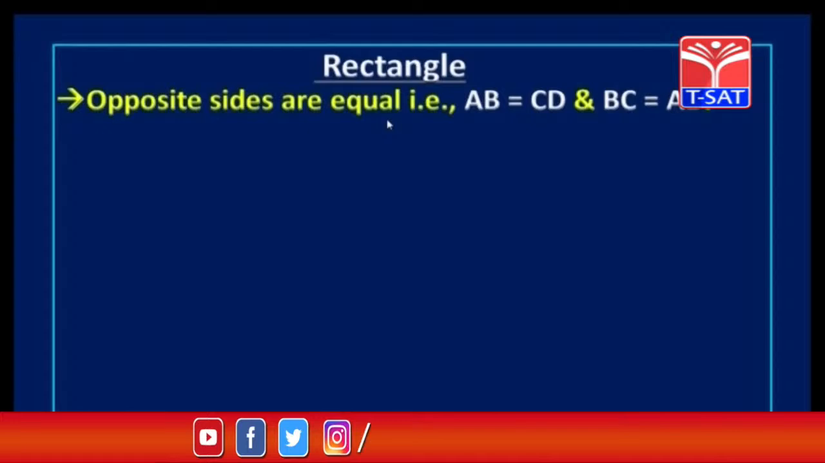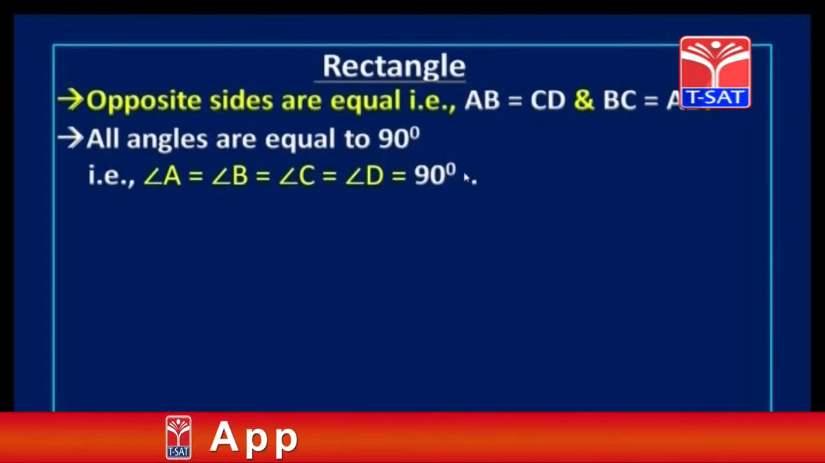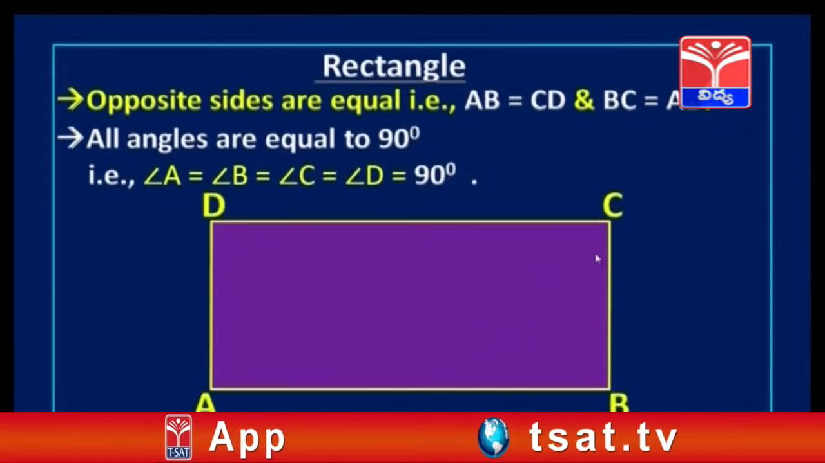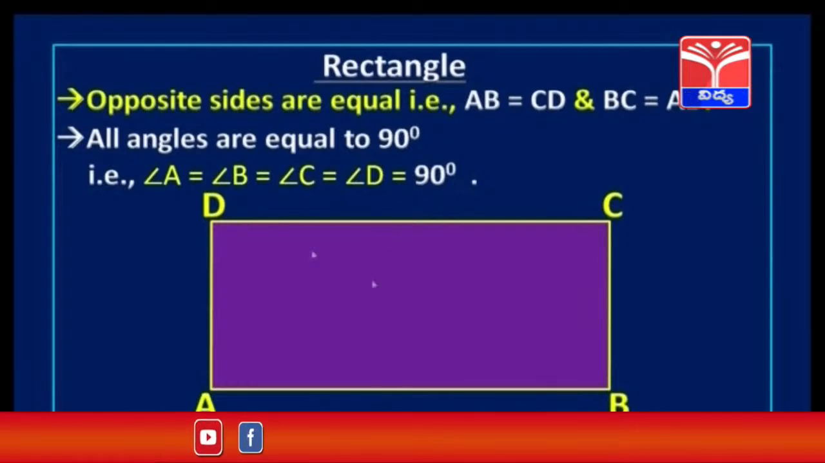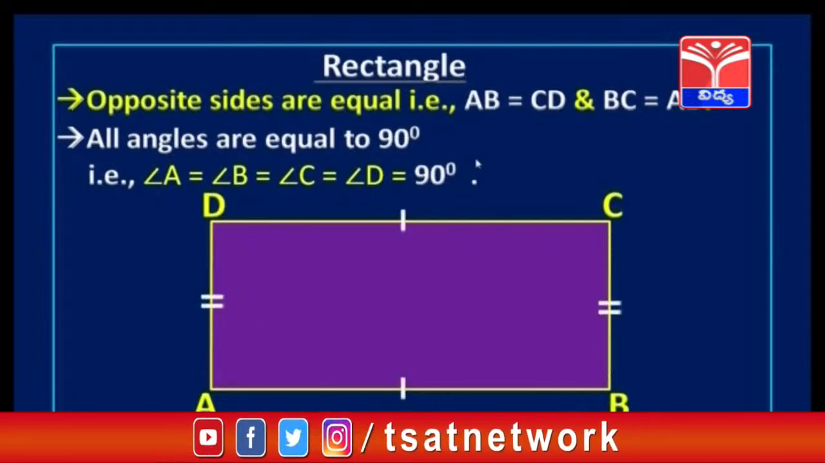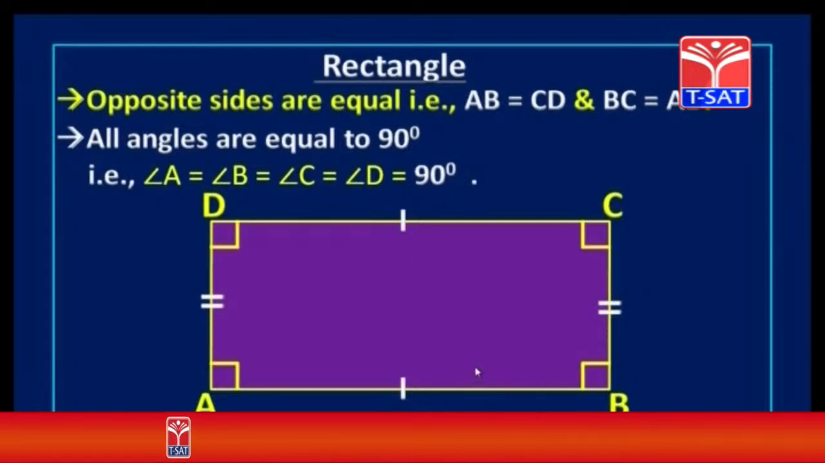Opposite sides are equal. Children, in a rectangle, opposite sides are equal. All angles are equal to 90 degrees. Children, observe the picture here. Yes, it is a rectangle. And you can observe that AB equal to CD and BC is equal to AD. So, what I can say children here? Opposite sides are equal and all angles are equal to 90 degrees.